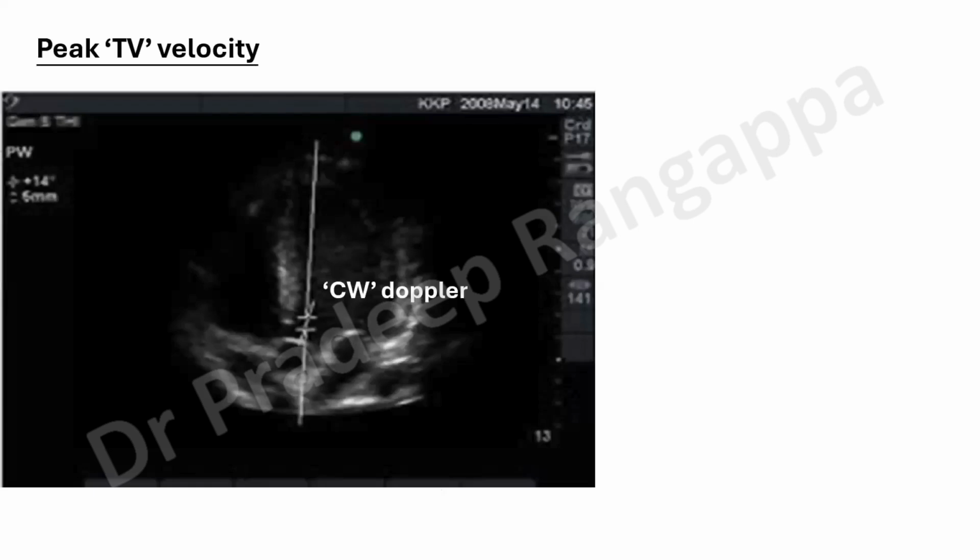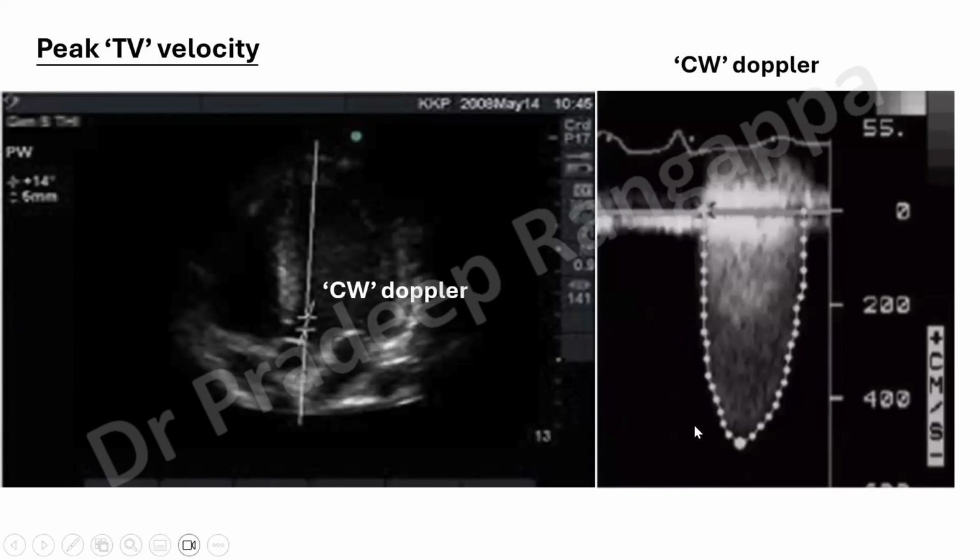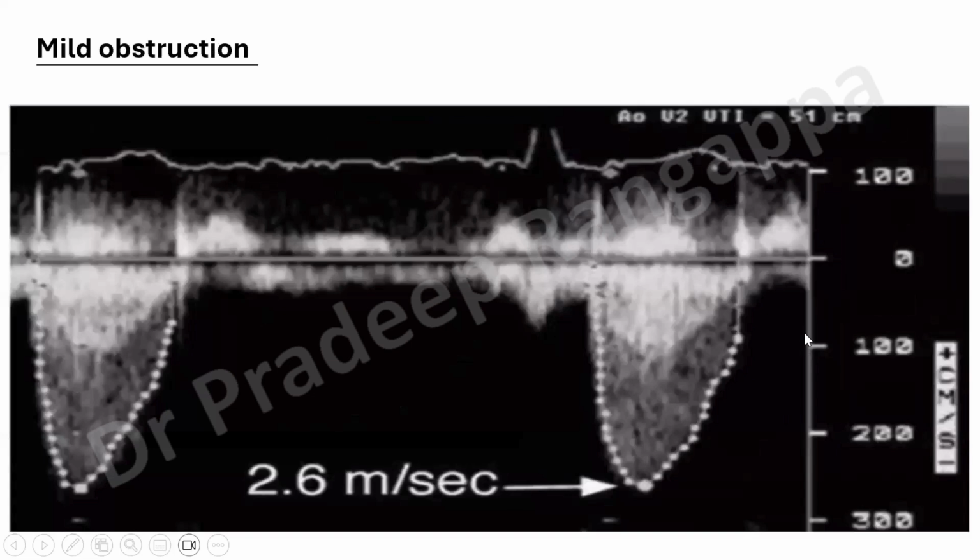If you have to calculate the peak transvalvular velocity, as I said, for high velocities you have to use continuous wave Doppler. You place the cursor at the LVOT, then place continuous wave Doppler. You get a graph like this, and you have to trace this graph to get the peak velocity. In this one, there is a mild obstruction. The peak velocity is 2.6 meters per second. If you recall, I'll show you the table again. If it is more than 4 meters per second, it means severe AS. If it is 3 to 4 meters per second, it's moderate AS.